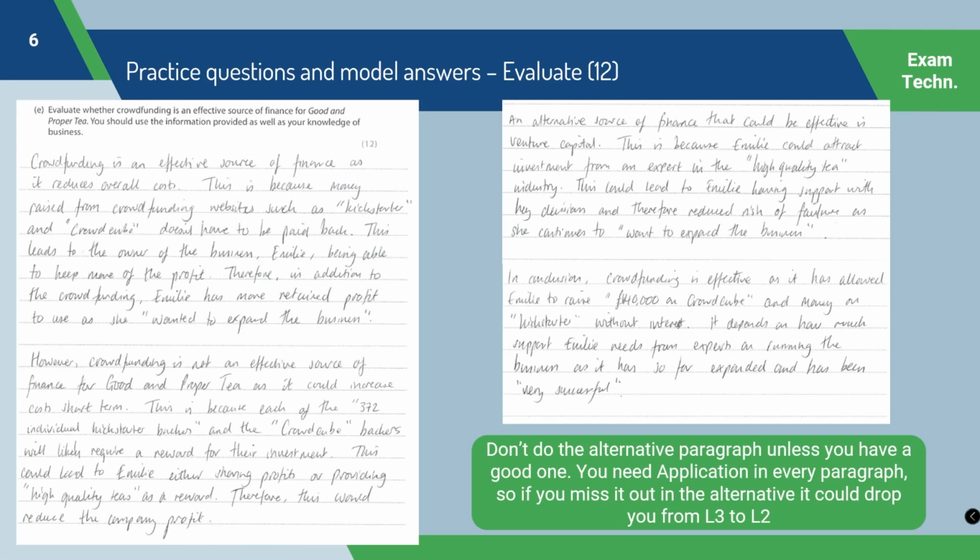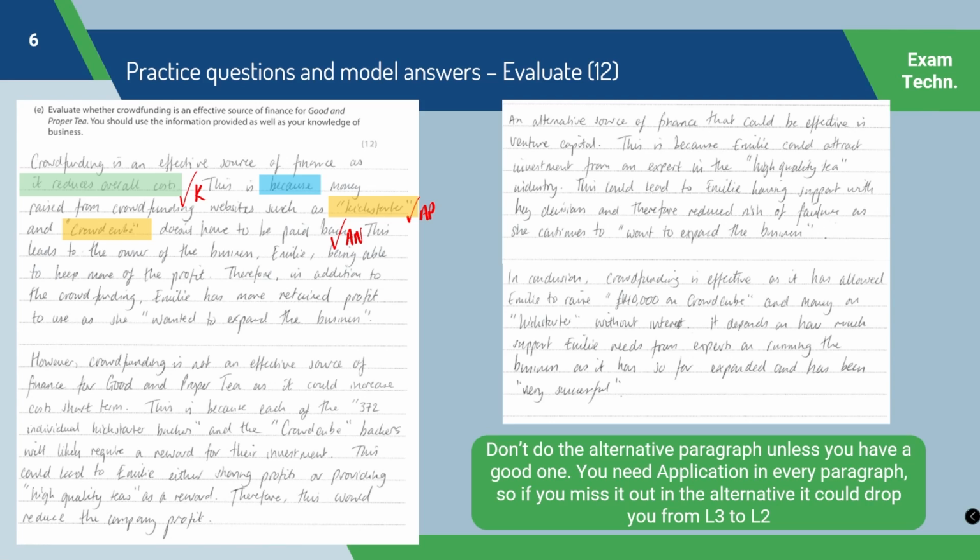Right, let's have a look. So crowdfunding is an effective source of finance as it reduces overall costs. Reduces, minimises overall costs, I'd agree. This is because money raised from crowdfunding websites such as Kickstarter and Crowdcube, never heard that one, doesn't have to be paid back. Okay, so we've got analysis and we've got a bit of application in there with the crowdfunding websites being named, which is good. I would say that kind of stuff is level 2 on its own, mentioning Kickstarter, Crowdcube, application-wise.